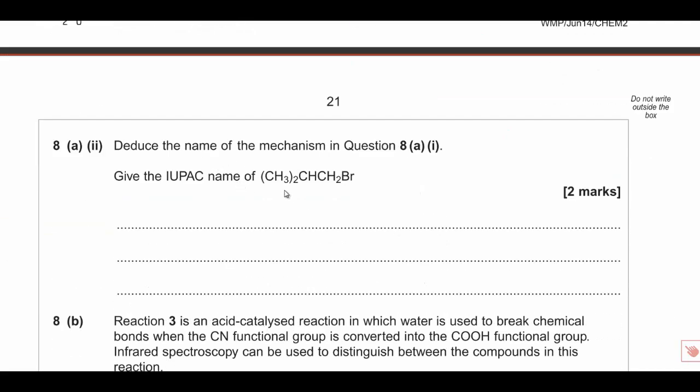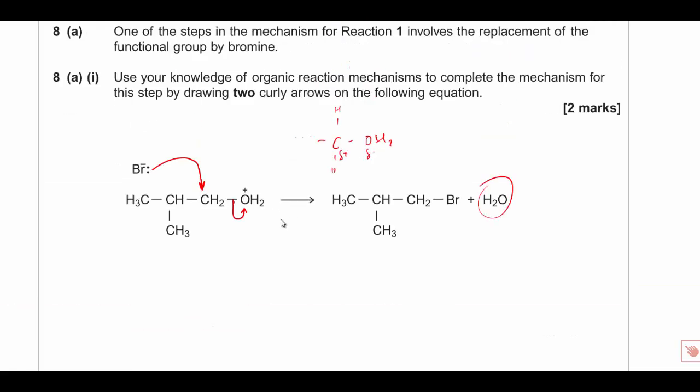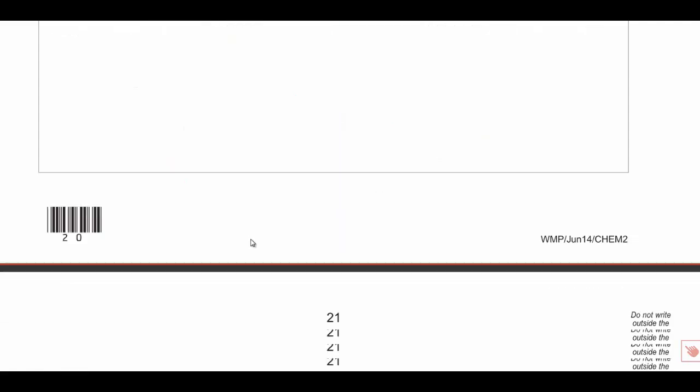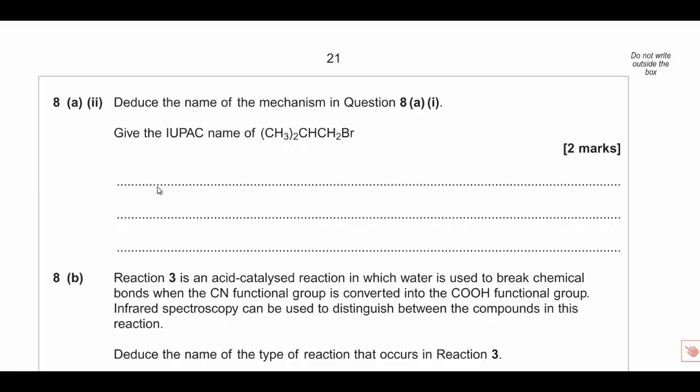Deduce the name of the mechanism in question 8A1. So, as I said, nucleophilic here because we've got a lone pair being donated and it's a substitution reaction that's occurring there. We're swapping the OH2 for the CH2 there. Okay, it's a little bit different to our normal nucleophilic substitution reaction, but it's still the same. So nucleophilic substitution.